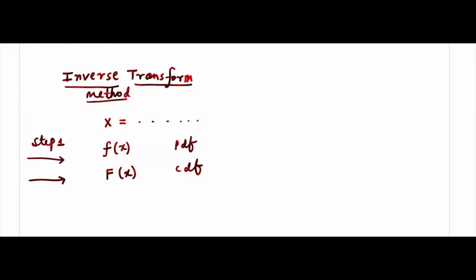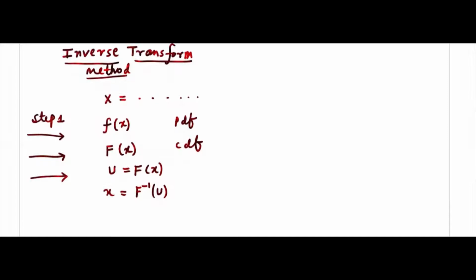After that, you need to set u equal to F of x, and solve this and express x in terms of u. You need to invert the function. It's like changing the position. I'll tell you one example. Suppose I write y is 2x plus 1. Can you revert it? That means, can you express x in terms of y? Yes. 2x will be y minus 1, x will be (y minus 1) by 2.